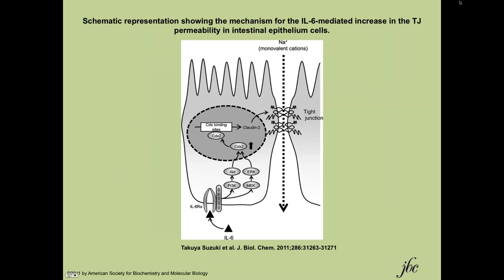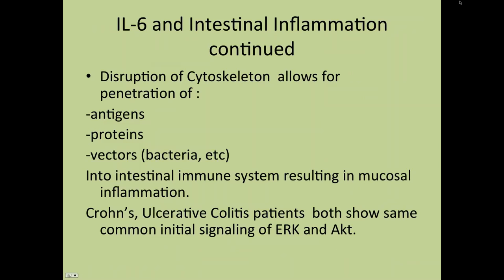And this just kind of shows IL-6 mediating the tight junction. So when IL-6 goes up, Claudin 2 goes up, and when Claudin 2 goes up, the tight junctions unwind. Real simple. It's coded on a protein, and it triggers PI3K and AKT, and within the cell you get this Claudin exacerbation. And so once again, when you disrupt the cytoskeleton, antigens and vectors appear.